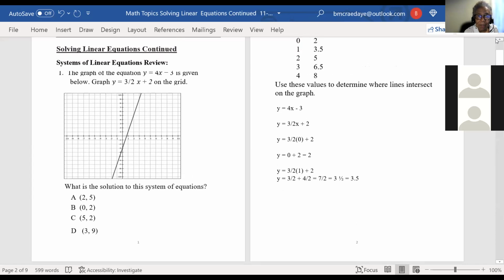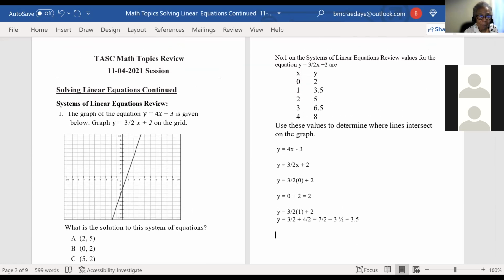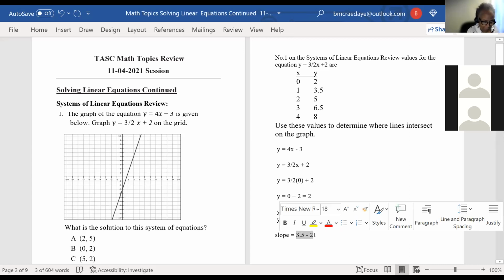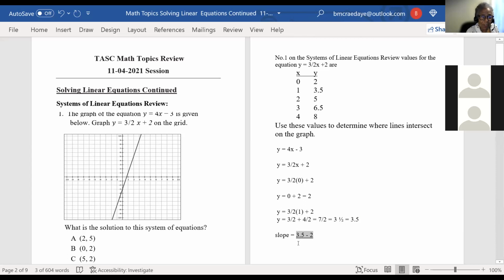What did we put here? Okay, let's use 2. So what would your slope be equal to? 3.5 minus 2, which is the difference in the Y values. So your X values that correspond to that would be what? The X, it would be 1 minus 0. That's right. The Y difference over the X difference.